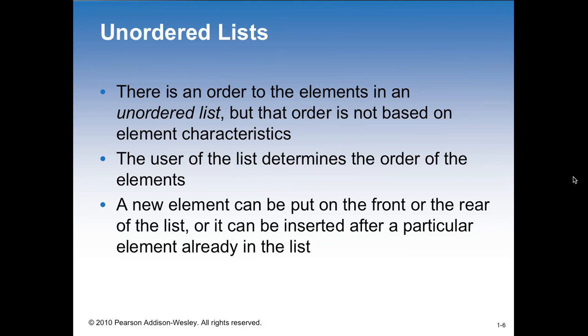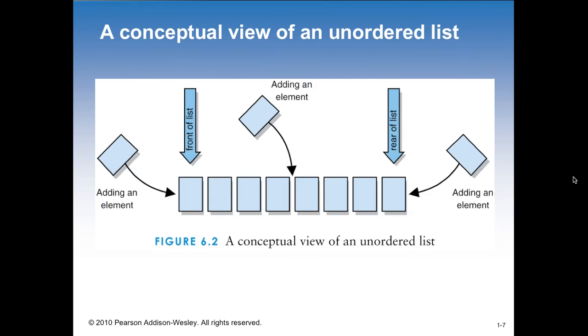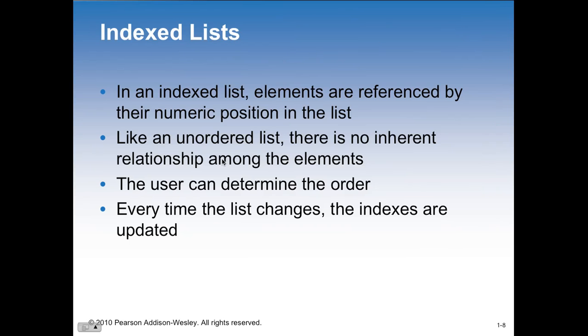So a new element can be put at the front or the rear of the list, or in the middle of the list. It can also be inserted at any particular element already in the list. So it can be put anywhere you want. Here's adding an item to the list, conceptual view, adding it in the middle, adding it to the end. If it's an unordered list, it doesn't really matter where it comes in, so you don't really have to keep track of which location you're going to put that into.